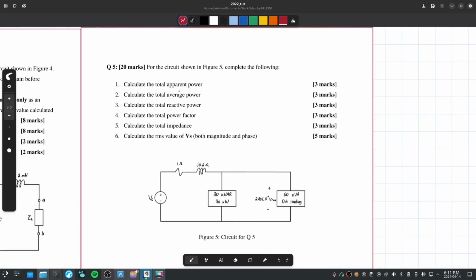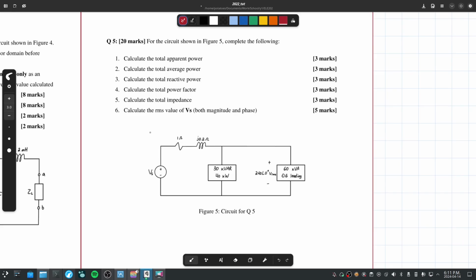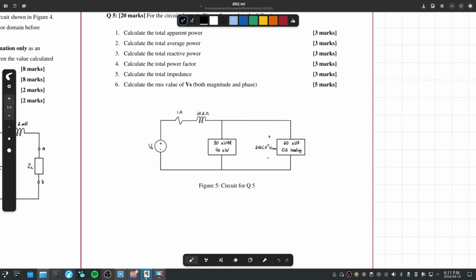So, question 5. For the circuit shown in figure 5, complete the following. Calculate the total apparent power, total average power, total reactive power, total power factor, total impedance, and the RMS value of Vs. Okay, so first thing we're going to do is group this impedance block here, 1 plus 0.2J, into its own block, so we can treat it as its own single impedance. 1 plus 0.2J. Makes it simpler. That's it.